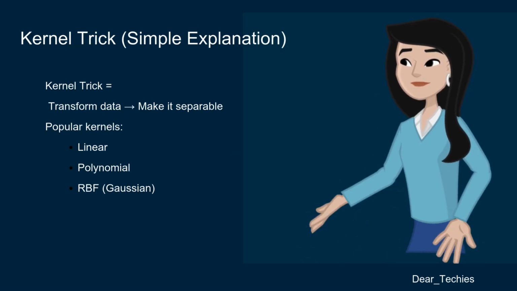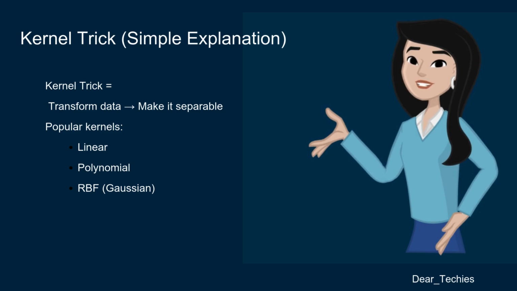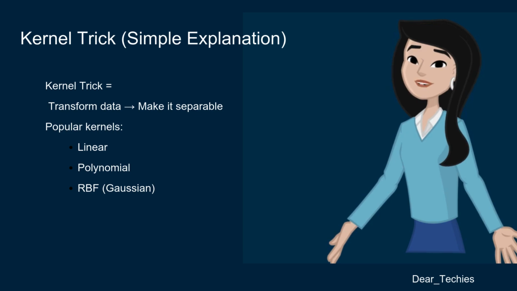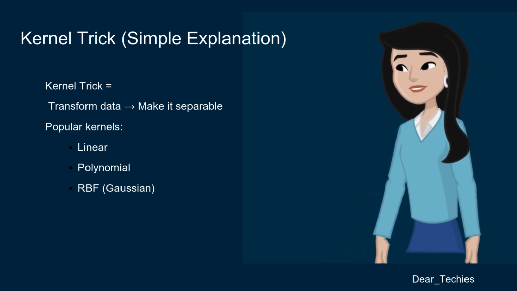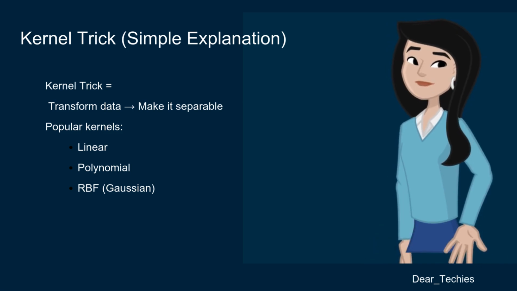The kernel trick is a technique where SVM transforms data into a higher dimension so it can draw a clean boundary. For example, two overlapping circles in 2D cannot be separated by a line. But if you lift them into 3D, a plane can easily separate them. This trick makes SVM extremely powerful.